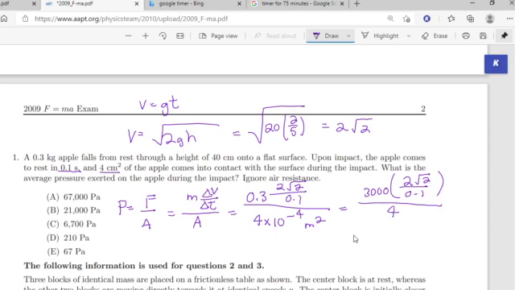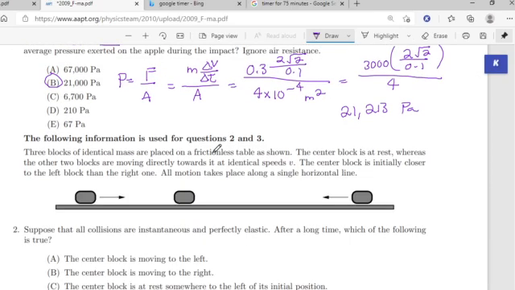Okay, now let me just input this into my calculator. 3,000 times, actually I'll just put that as 20 root 2 and divided by 4. Okay, we're getting about 21,213 pascals. So B should be the correct answer.